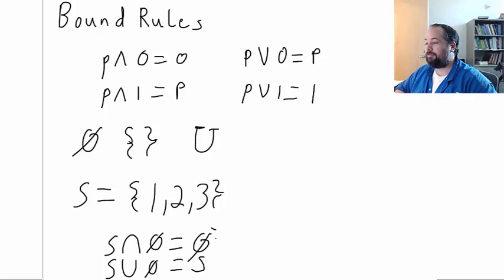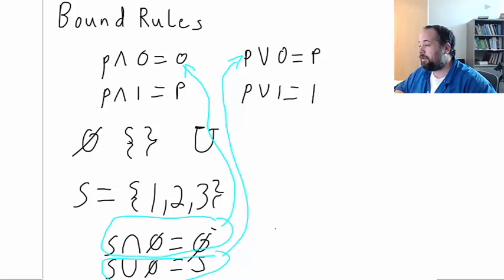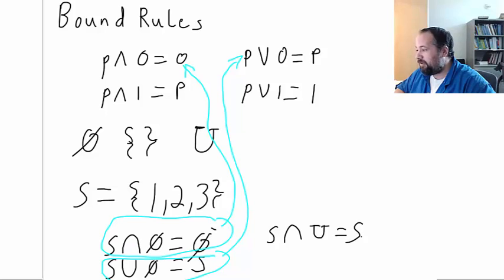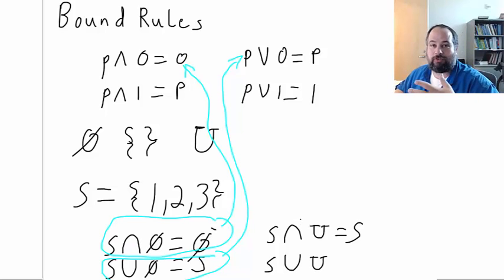Oh, and I kind of flip these around. By the same token, if I have S intersection with the universal set, well, the universal set contains everything, including everything that's in S. If the only things that count are what's in both S and the universal set, that's going to be, by definition, S. If I have S unioned with the universal set, well, everything that's in S is in the universal set because S is a subset of the universal set. So the result must be the universal set.